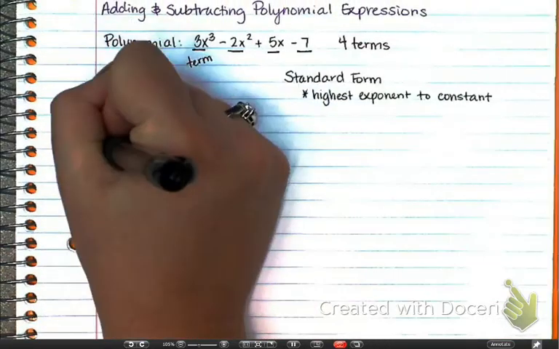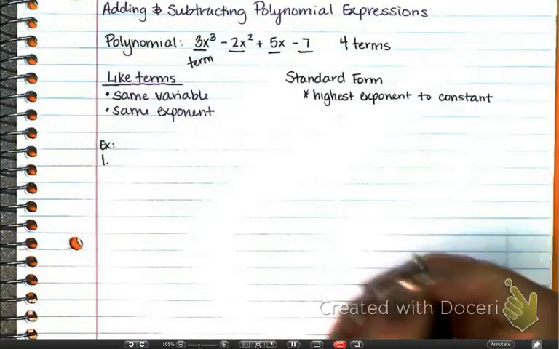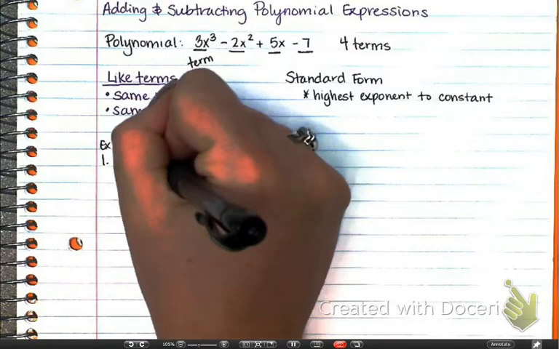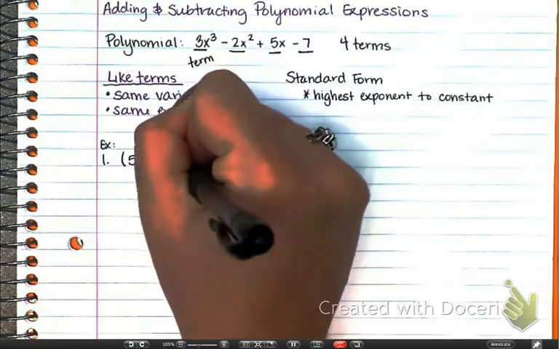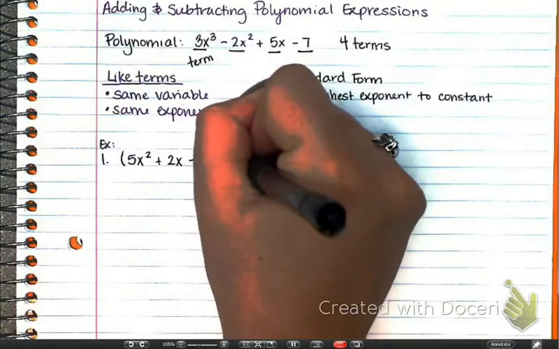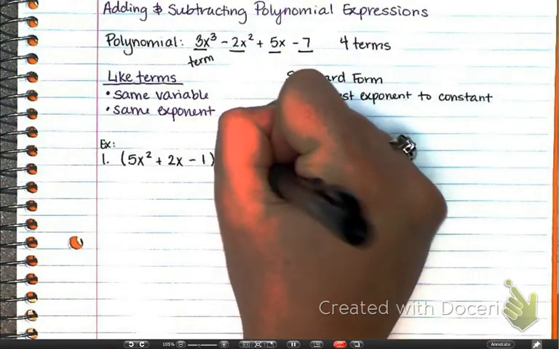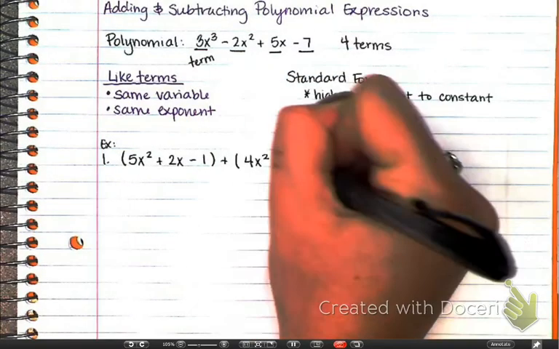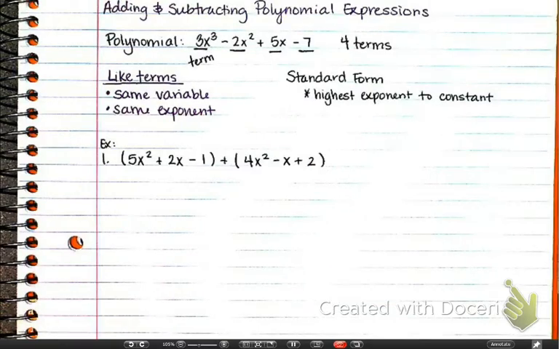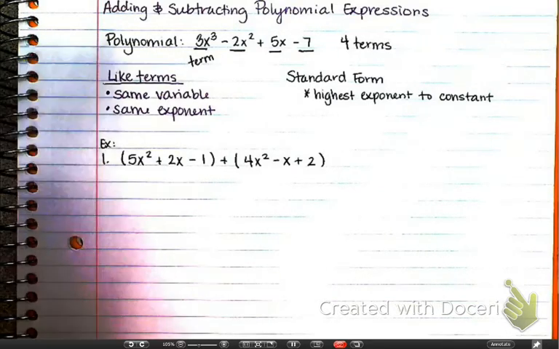Okay, so let's look at a problem. This is where our colors come in. Now, some of you aren't going to want to use colors. Some of you might want to cross things out. I think colors are helpful. You'll see what I'm going to do as I go through it. Okay, so we have 5x squared plus 2x minus 1 plus 4x squared minus x plus 2.